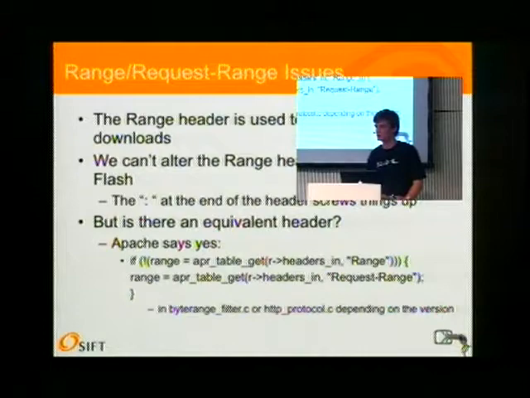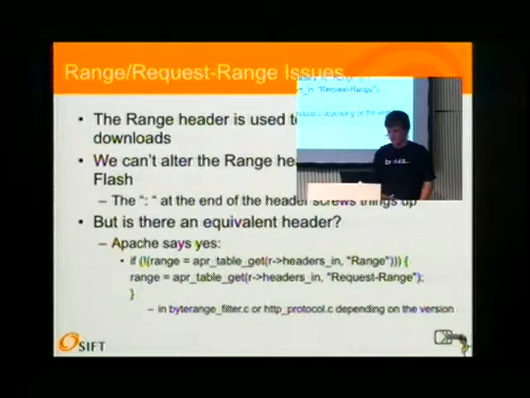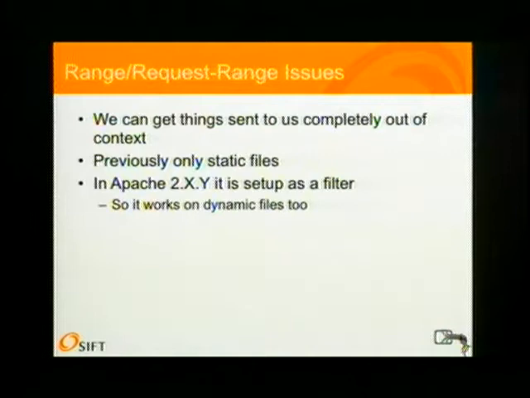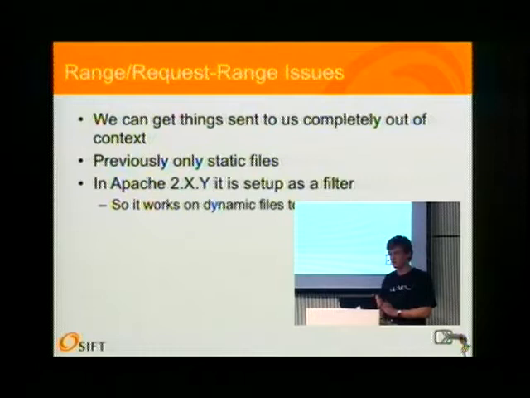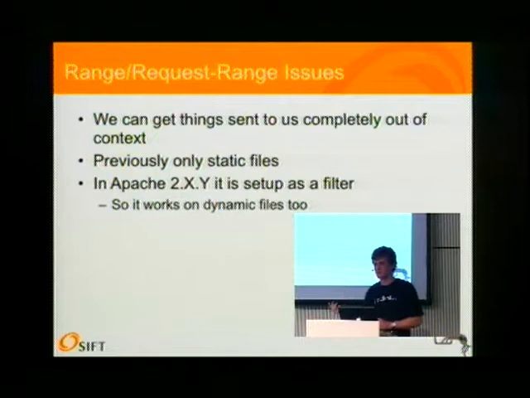So, what does this mean for us? This means we can get things sent to us completely out of context. Previously, this only worked on static files in the 1.3 branch, but in the 2.0 and 2.3 branches, this setup is a filter, so it works on dynamically constructed files as well.